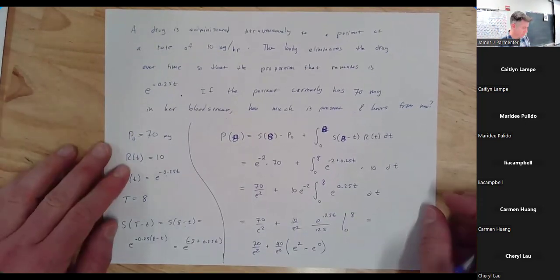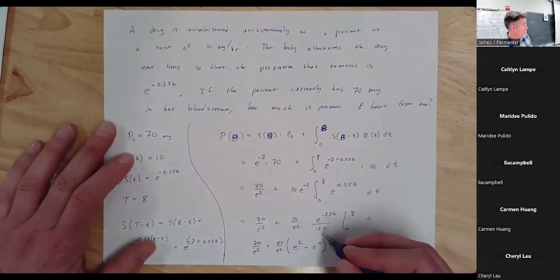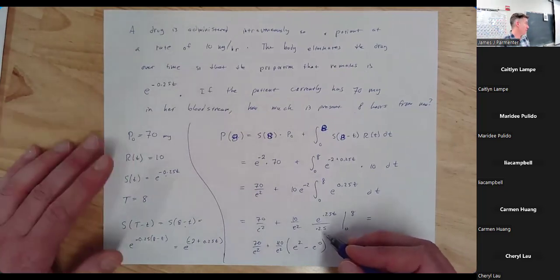Yeah, question. 40 over e. Sure. So dividing by 0.25, 0.25 is 1/4. And so dividing by 1/4 is the same as multiplying by 4. So I multiplied by 4.